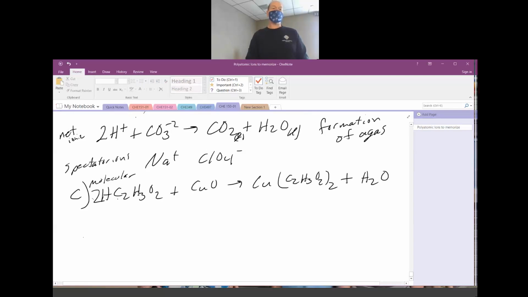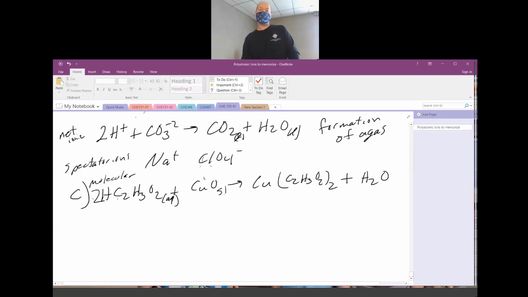All right, so ionic. In order to get to the ionic, we have to label things as strong, weak, or non-electrolytes. All acids are aqueous, so you would put aqueous here. And then your copper oxide, I would have to tell you that copper oxide is a solid.